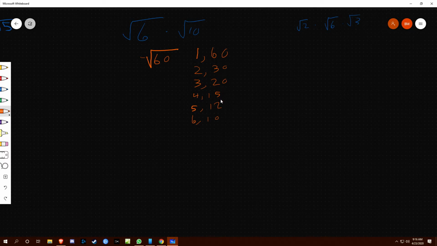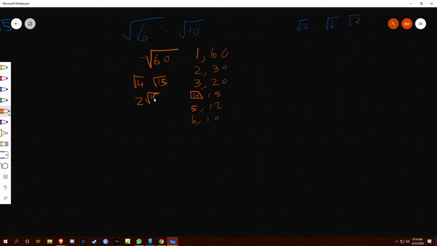So if I'm going through all these numbers, what is my biggest perfect square? Well, in this case, it's only going to be a 4. So I can change this to square root of 4 times square root of 15. This will be 2 times radical 15.